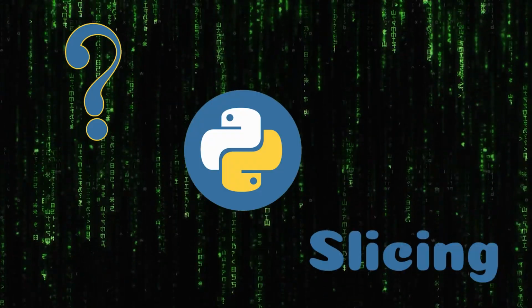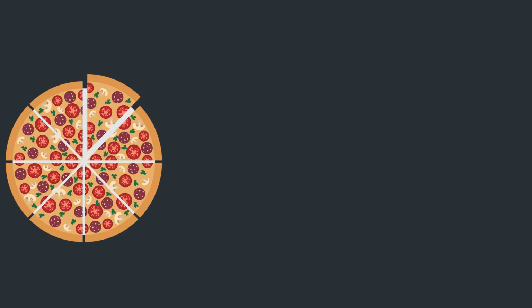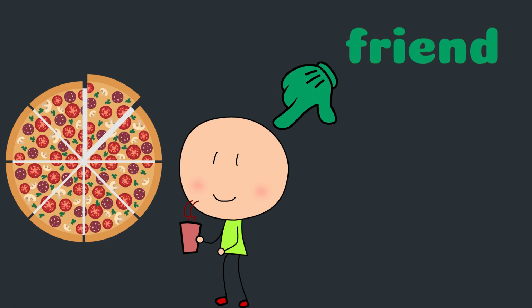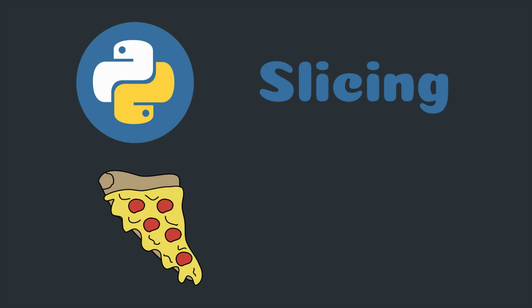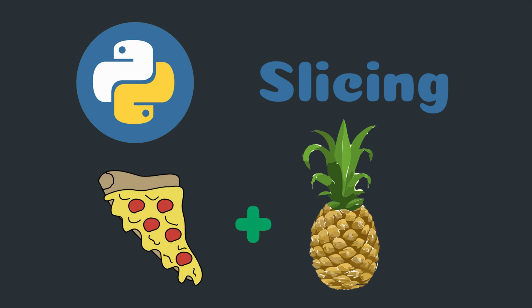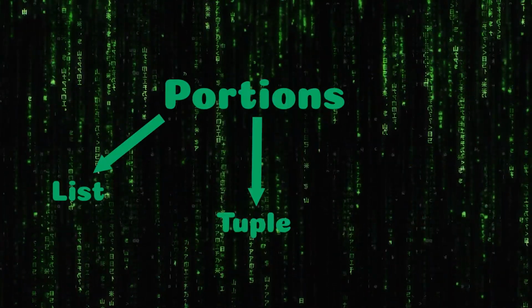What is Python slicing? Imagine you have a delicious pizza and you want to share it with your friends, but each person has different preferences for toppings. Python slicing is like slicing the pizza into different pieces to give each friend exactly the part they want. You can use slicing to extract portions of a list, tuple or string.